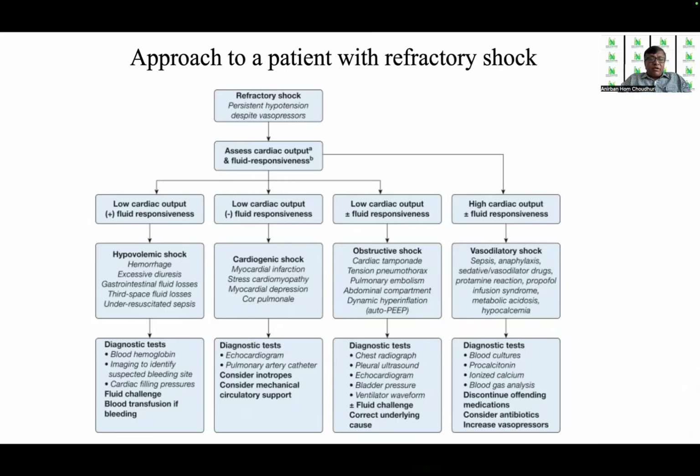If the patient is having low cardiac output and fluid responsiveness is negative, then the patient will be in cardiogenic shock. Again, the causes of cardiogenic shock need to be excluded one by one, followed by the diagnostic tests: ECG, PA catheter if the patient has one, or non-invasive cardiac output measurement. Can consider inotropes or consider mechanical circulatory support.